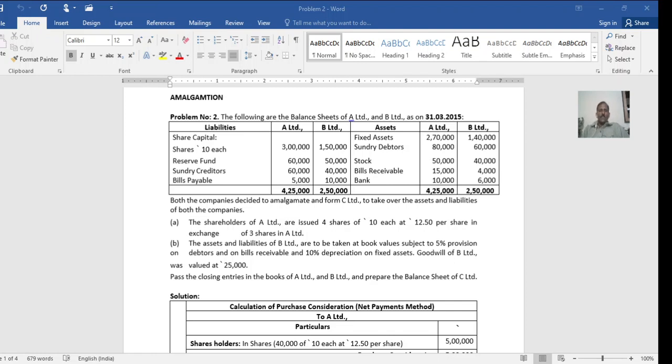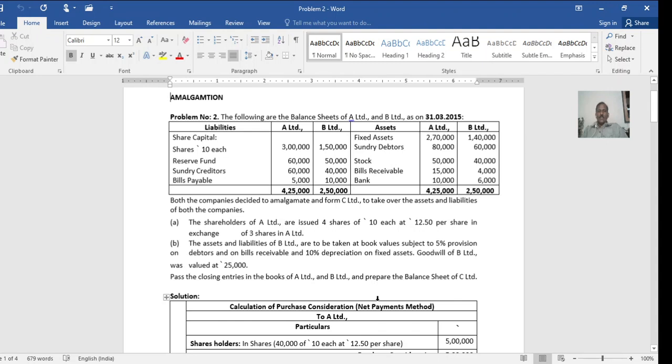Today we shall discuss another problem on amalgamation. In the previous problem, we followed the net asset method based on the information given. First, you go through the problem. This is the second problem.